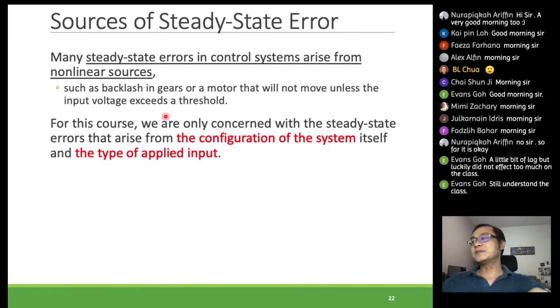So for this course purpose, we concern only on the error that arises due to the configurations of the system, meaning the transfer functions, how they are arranged, parallel or series and so on, as well as the type of input. So whether you want to use step input, ramp, or parabolic type of input. So we just concentrate on these two things. The rest we will not take care of in this course.